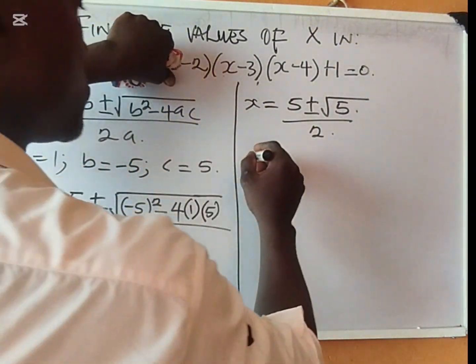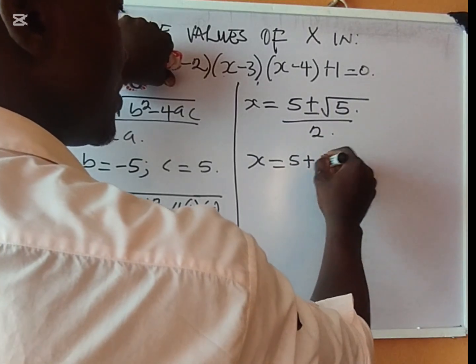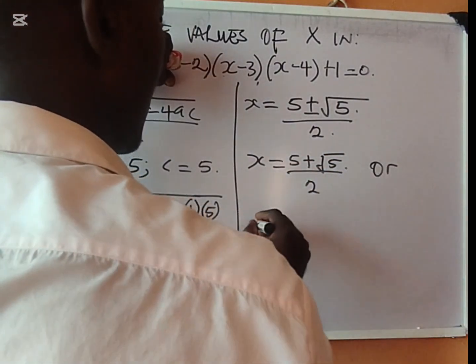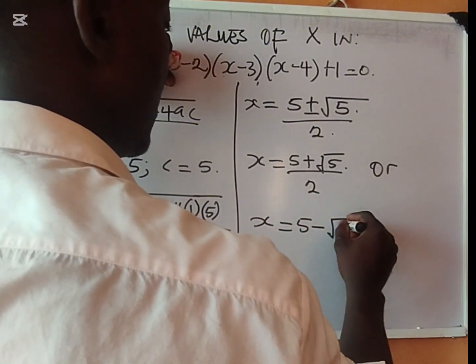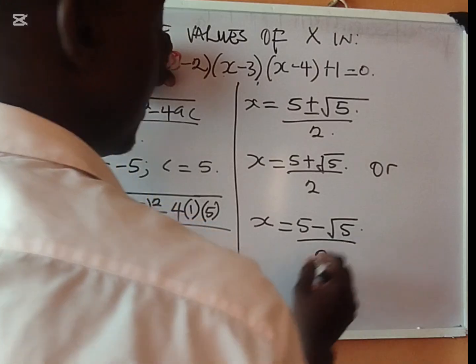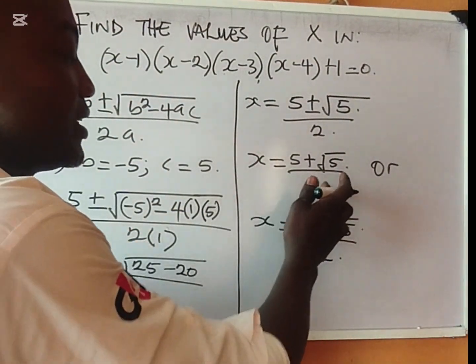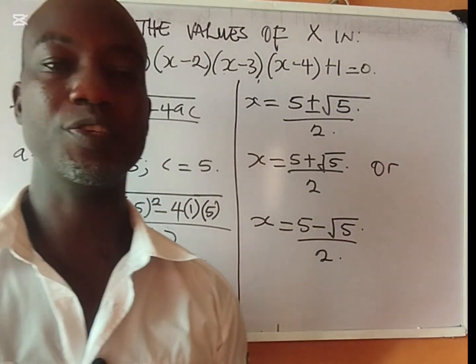So the values of x will be x is equal to 5 plus root 5 all over 2, or x is equal to 5 minus root 5 all over 2. So these are the values of x. x is either this or x is either this. We have solved the question.